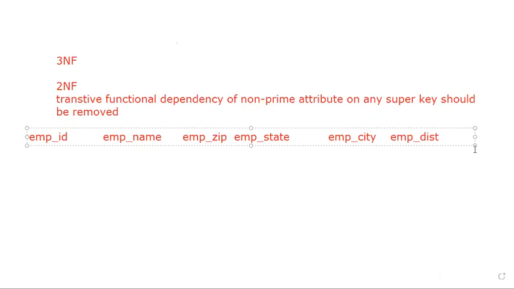So here, whenever you take some data, there is a possibility that we see here. Forget about the data here. Let's see what the super keys are here.